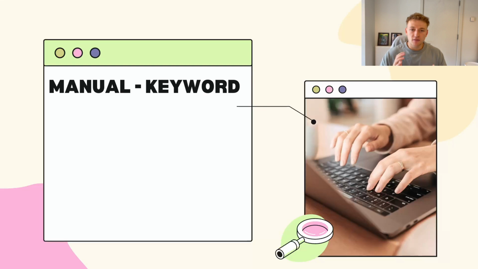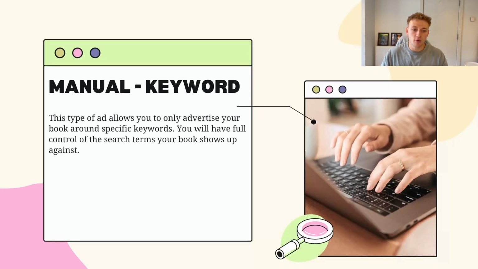So moving on now to the different types of manual advertising that you can do with KDP. The first one is a keyword ad, and this type of ad allows you to only advertise your book around specific keywords.